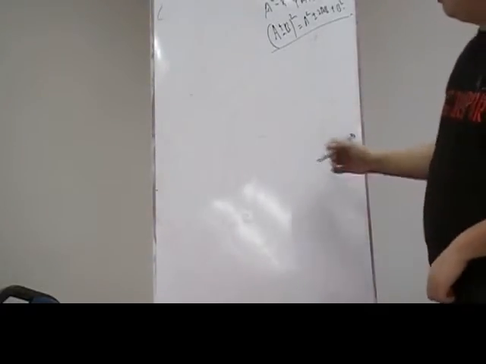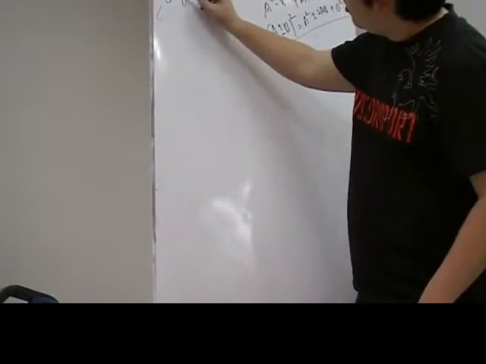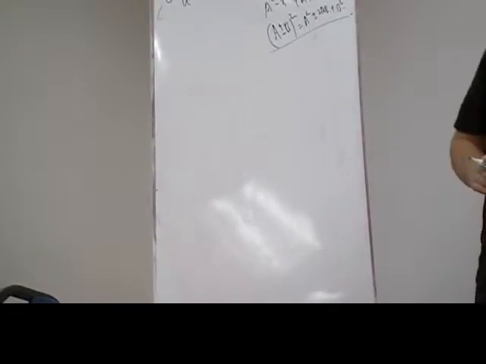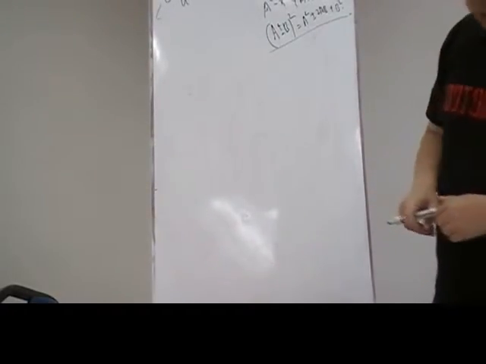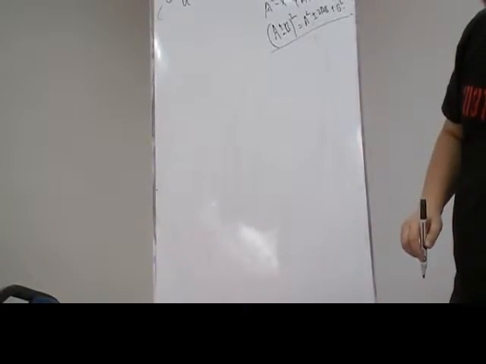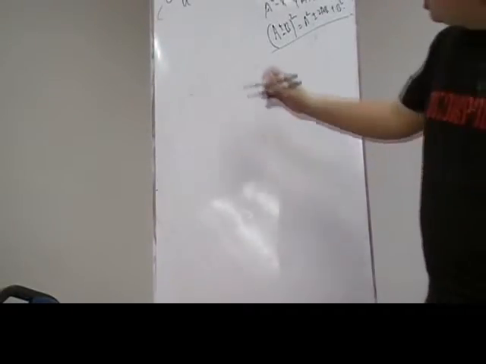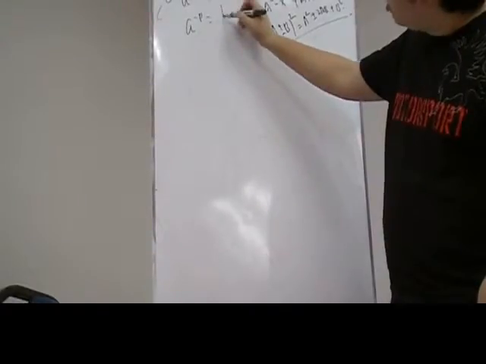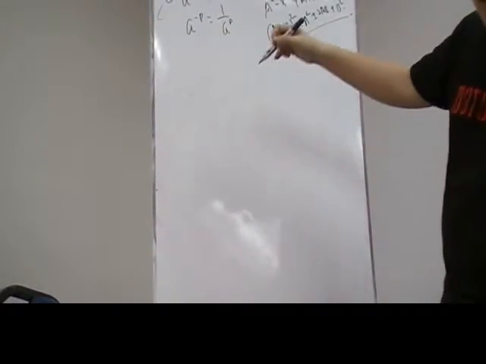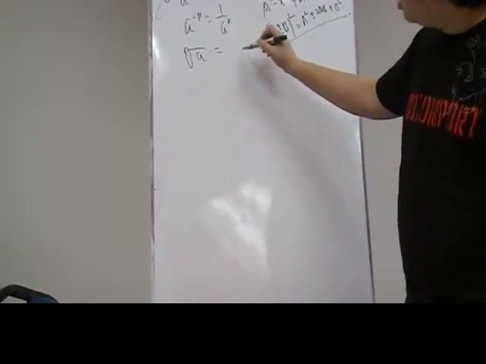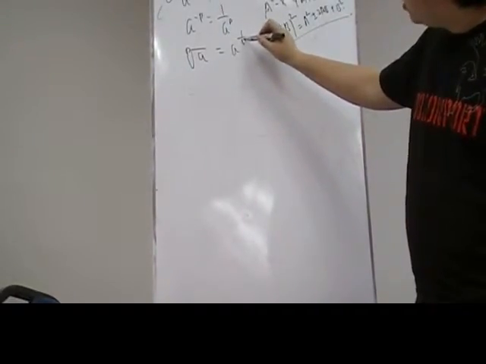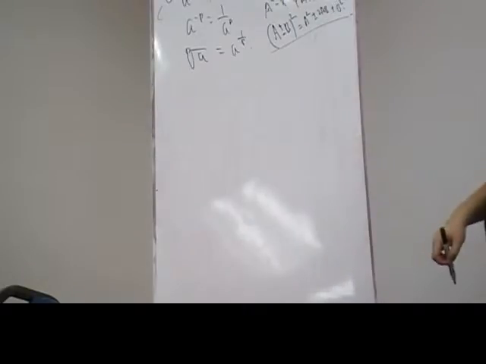First things, anything to the power of 0 is 1. The reason is that they just define it as 1. Anything to the power of minus p is 1 over a to the p. That's what we said already. The ugly way of writing anything like that is actually a to the power of 1 over p. Those are them together.